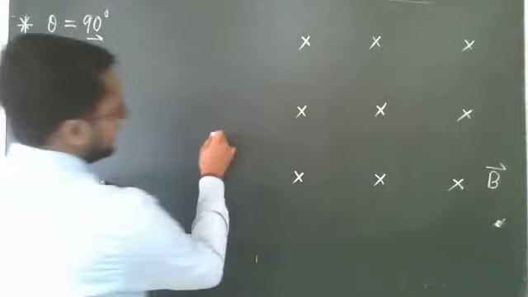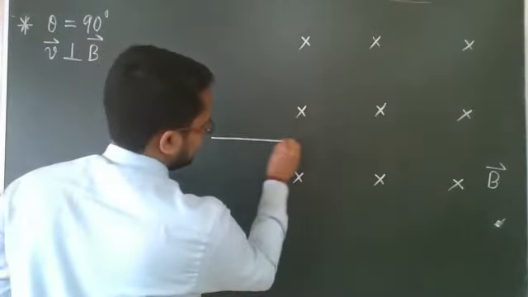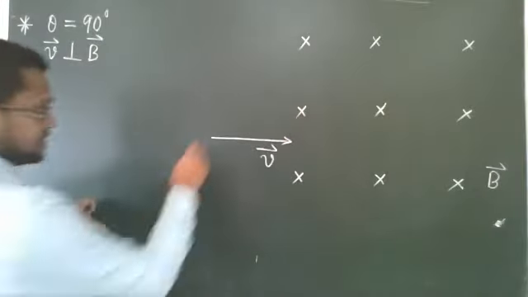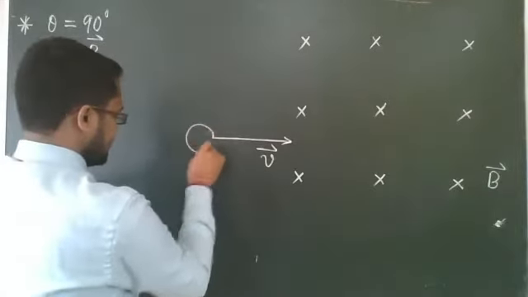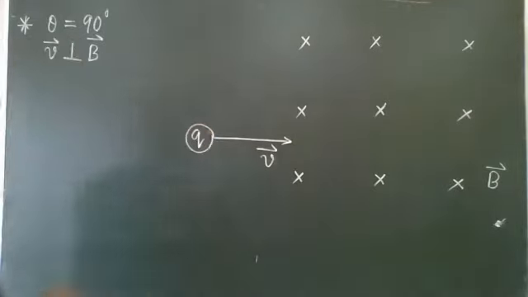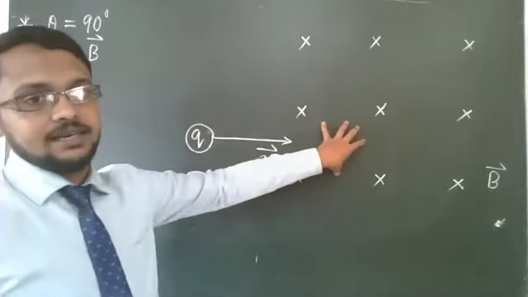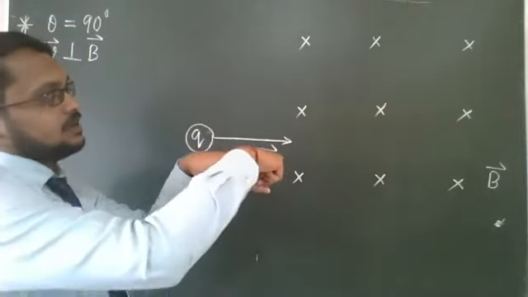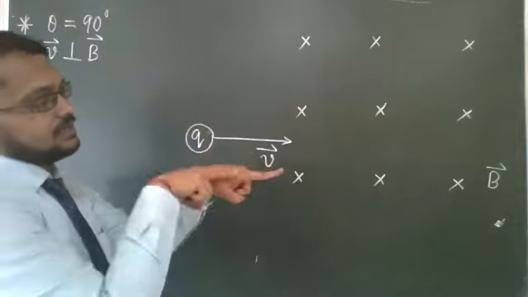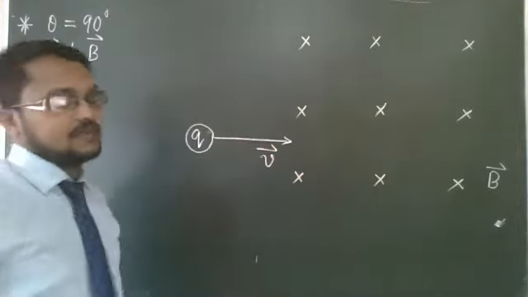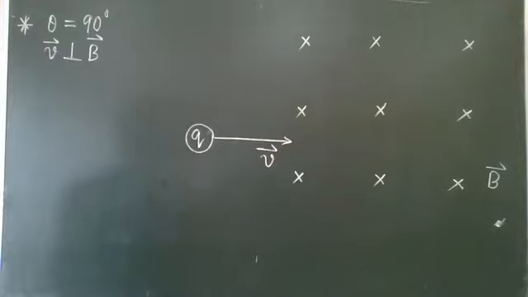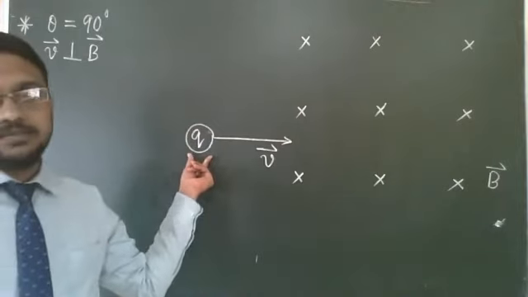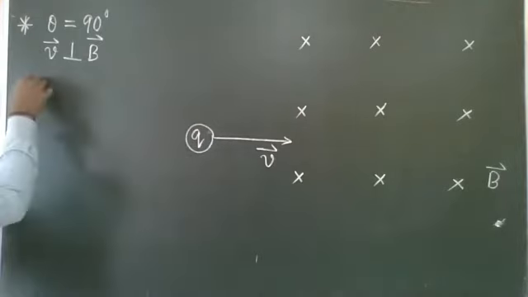A charged particle is entering this region with a velocity v. Suppose the value of the charge is q. So what will happen when it is entering into the magnetic field? V is in this direction and B is into the board, so they are perpendicular. This is v, this is B. When they are perpendicular to each other, the charge q will experience the maximum amount of magnetic force.